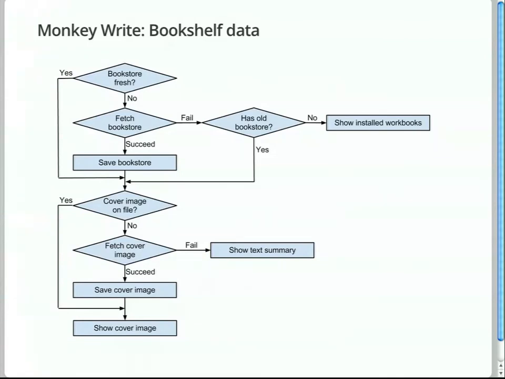So the next time you come along, if the last time I checked the bookshelf was 3 hours ago, which is already more aggressive than I need, given the current rate of publishing. If I only fetched it 10 minutes ago, there is no need to go and bother the internet. Just go ahead and read it from the local storage. And then I do the same thing again with the cover image.